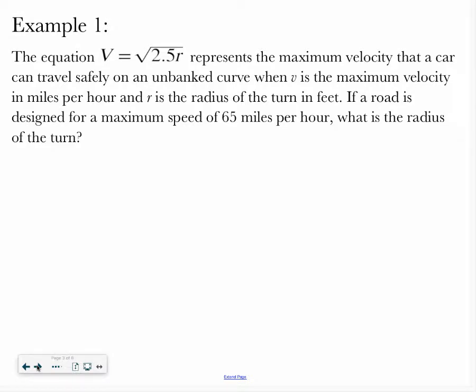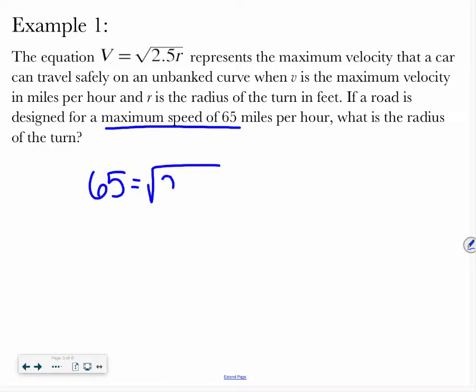Alright, so let's talk about example 1, where I give you an equation with a variable, and that variable is going to be underneath your square root. The equation v equals the square root of 2.5r represents the maximum velocity that a car can travel safely on an unbanked curve, when v is the maximum velocity in miles per hour and r is the radius of the turn in feet. If a road is designed for a maximum speed of 65 miles per hour, what is the radius of the turn? We're given 65 for our velocity, so I'm going to plug that in.